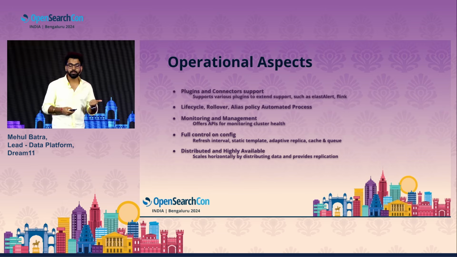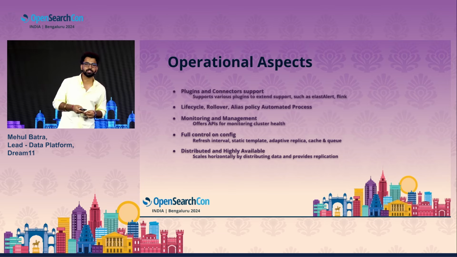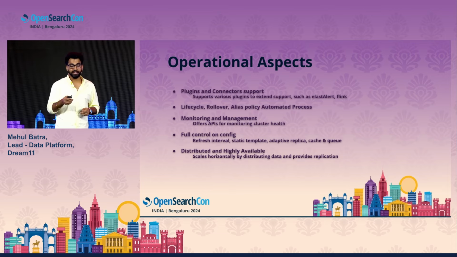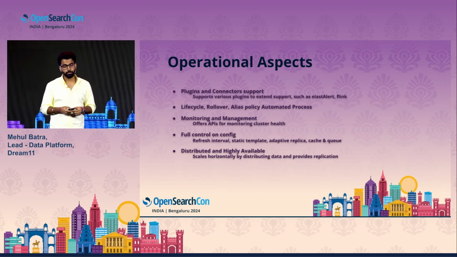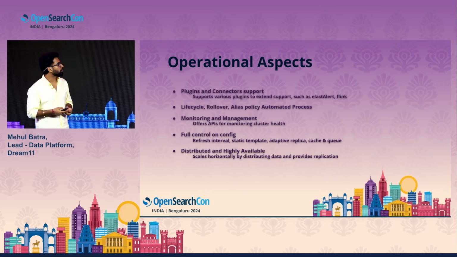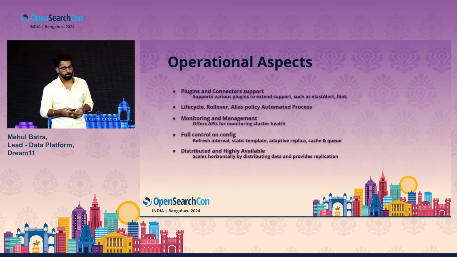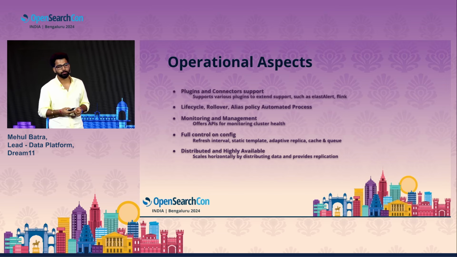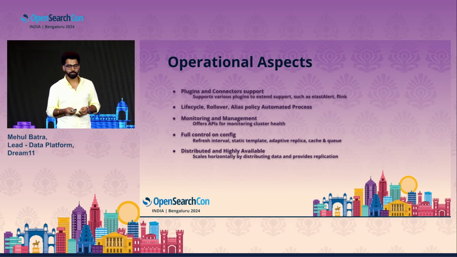The lifecycle rollover or alias policy should come inbuilt in the cluster, rather than us maintaining a separate script, which could again become a headache of extra maintenance. The data store should also come with APIs where we could keep a look at the health of the cluster, so that if the cluster is going through trouble, we could monitor and take action promptly. Lastly, we were looking for a data store which could be highly distributed and have high availability, where we could have automatic failover or data replication among the different nodes. So after all of this, we looked at the options, and OpenSearch was the one which checked all the boxes, and we thought, let's move with OpenSearch.